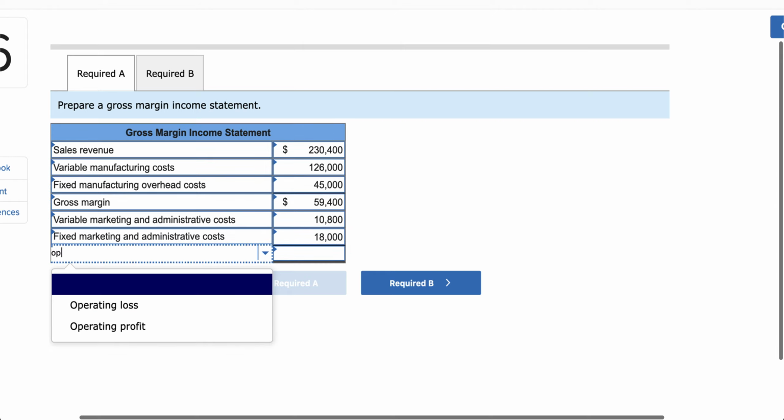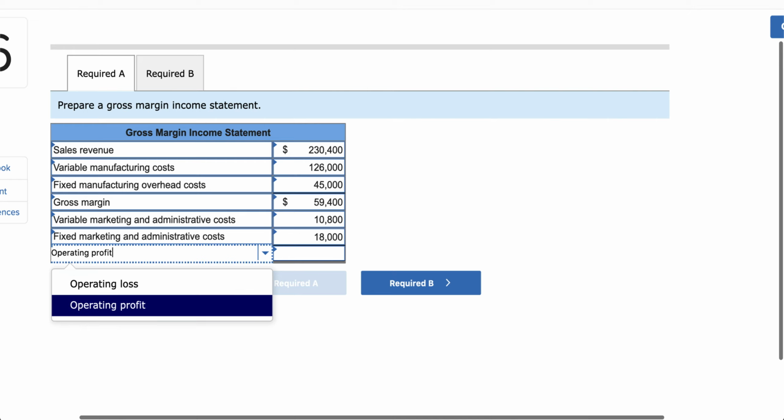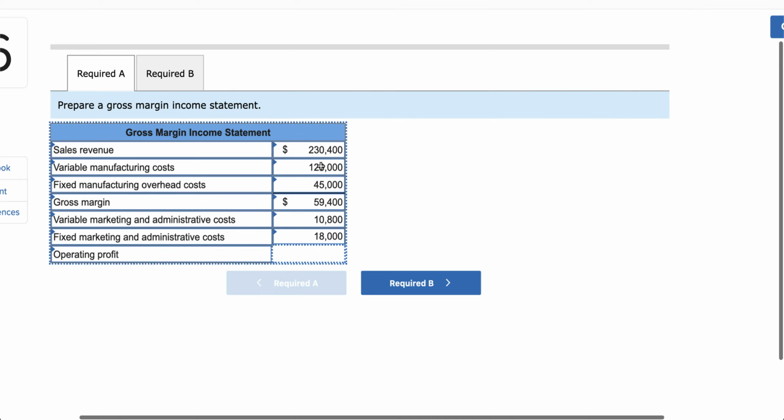This gives us an operating profit. If we take here the gross margin minus these two numbers, gives us a gross profit of $30,600. And that's our gross margin format for the income statement. Again, this is also called the absorption costing income statement format.